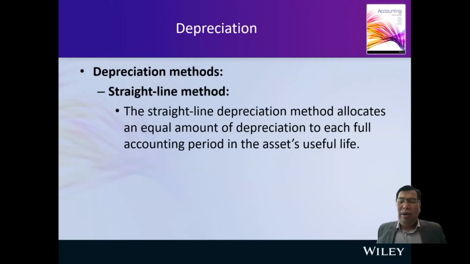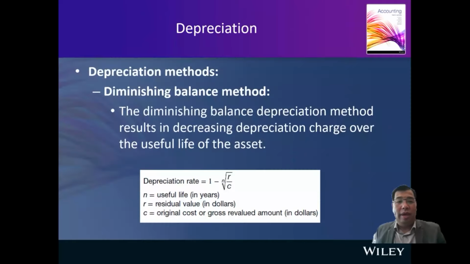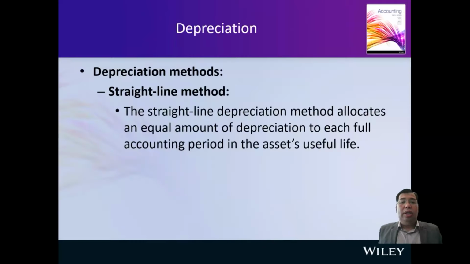Okay. So how to calculate depreciation? There are many methods to calculate depreciation. The first one, the most common one, is the straight line method. Straight line method is the easiest method. That is, you're going to allocate equal amount of depreciation to each full accounting period in the asset's useful life. Yeah. So that is the straight line method.